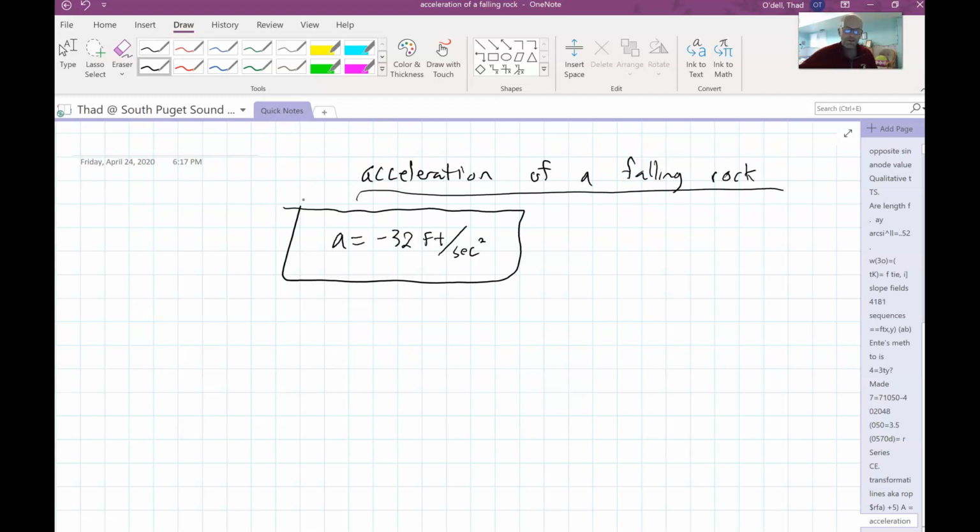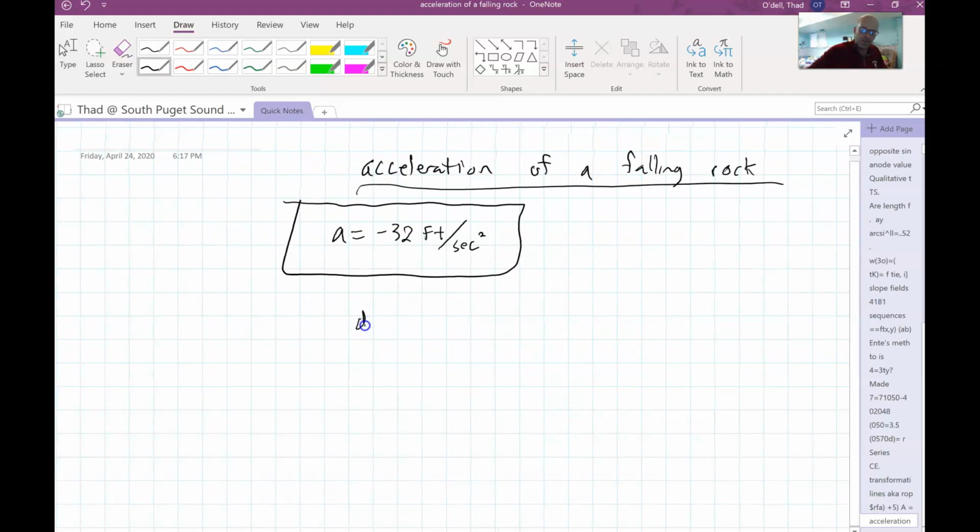We're going to start with this little fact: if a rock is falling through the air, the acceleration caused by gravity is -32 feet per second squared. This of course doesn't look like a differential equation until we stop for a moment and think that acceleration is the derivative of velocity with respect to time. So we could rewrite this equation as the derivative of velocity with respect to time is -32 feet per second squared. Okay, so now it's a differential equation. It's an equation with a derivative in it.